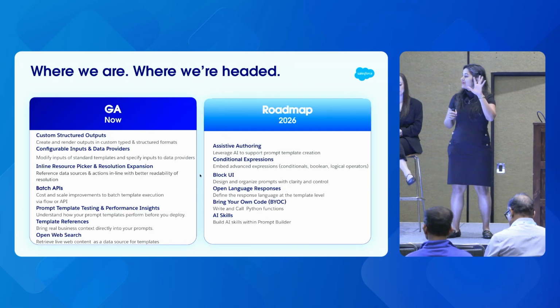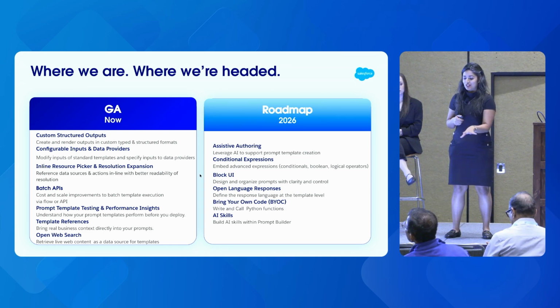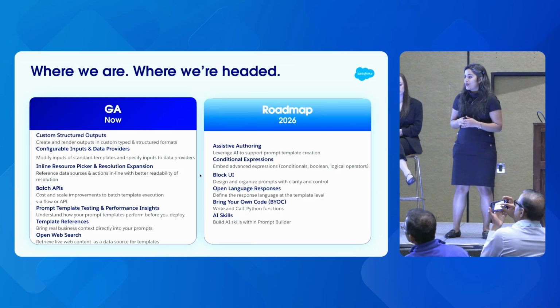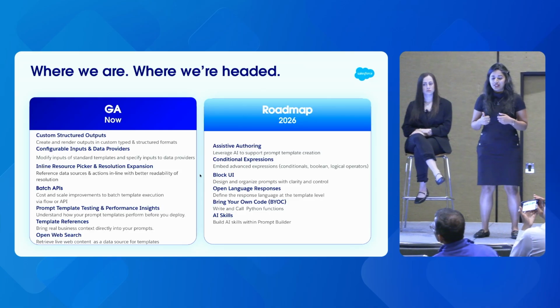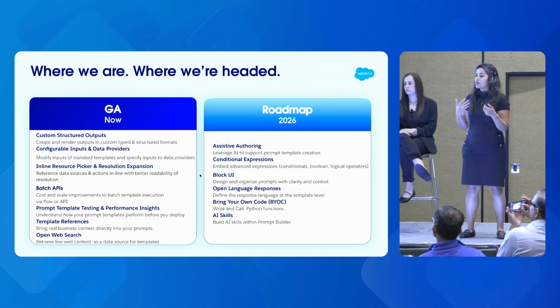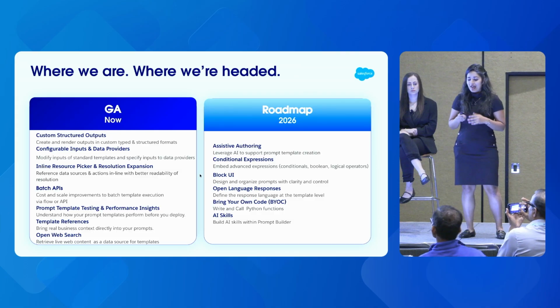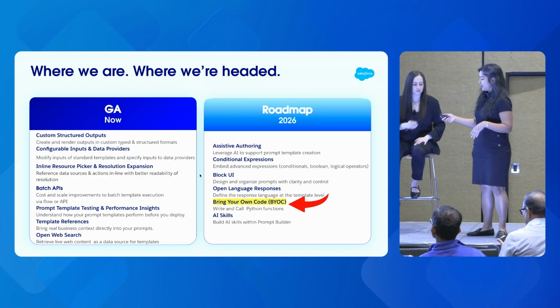So you've seen many of the features that we have now. We've highlighted some of our favorites here on the screen in that GA section. And then when we get to the roadmap, again, there's a lot more coming to Prompt Builder. So pretty soon, you'll be able to use AI to support your prompt template creation. You'll be able to use conditional expressions. We'll have new formatting so that you can operate with more ease. We'll have open language responses. And then these last 2 are ones that we want to walk you through in a little bit more depth. So first, we'll talk about bring your own code with Liz.